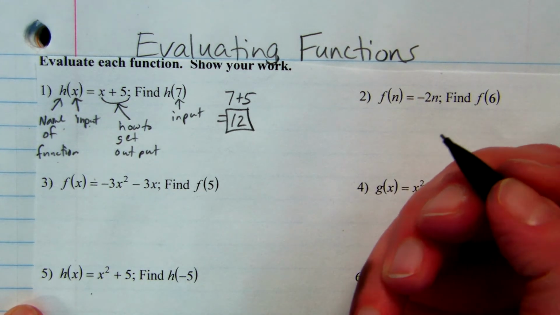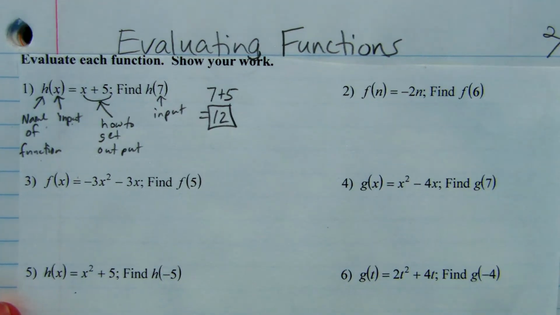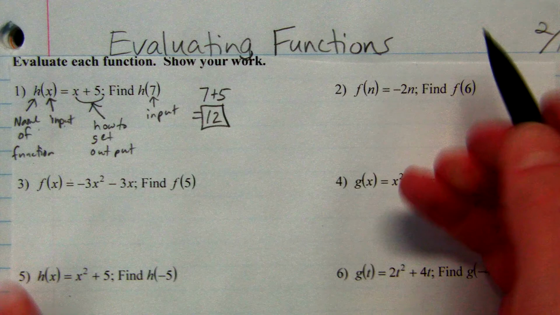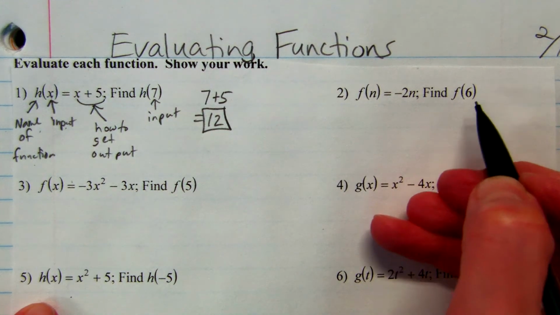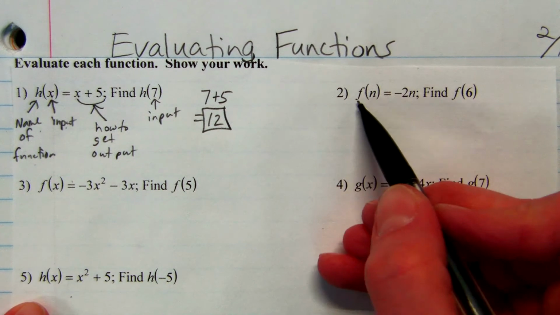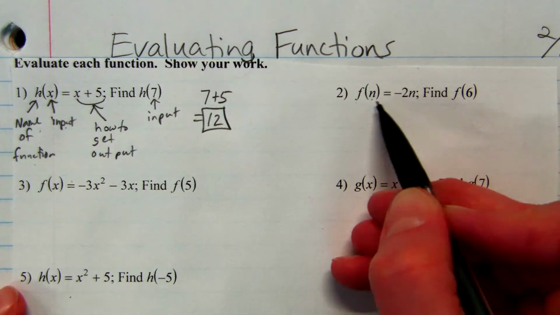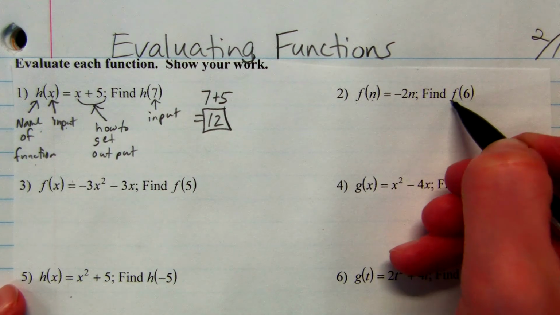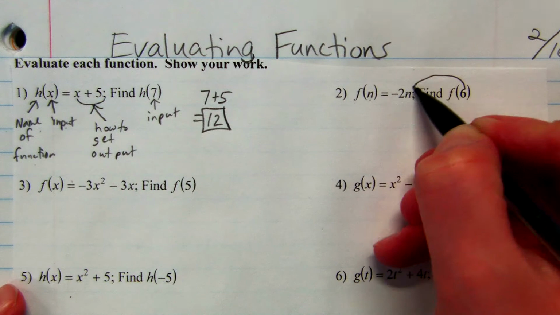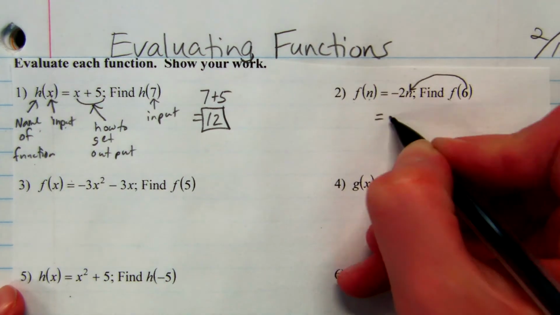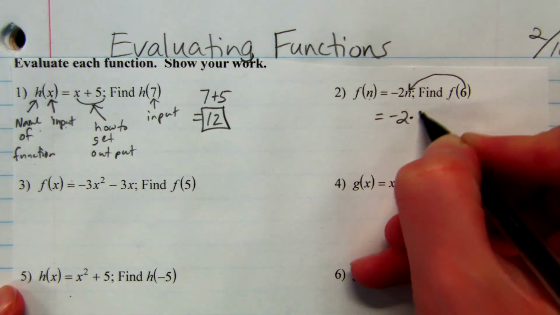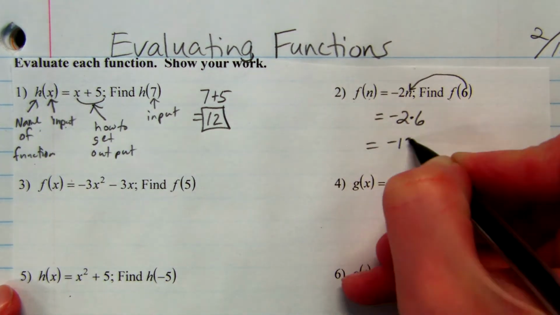So on the first half of this, it's going to go pretty fast because we're just putting basically the number that they give us into the function. So over here I have f of n. So n is my input variable. So when it says find f of 6, that means 6 is going in where n is. So I will have negative 2 times 6, which is negative 12.